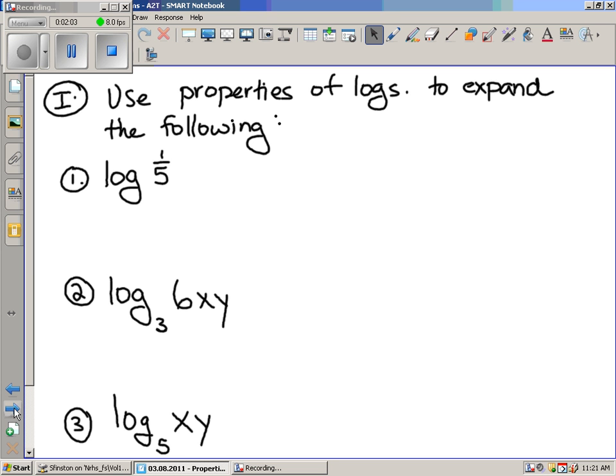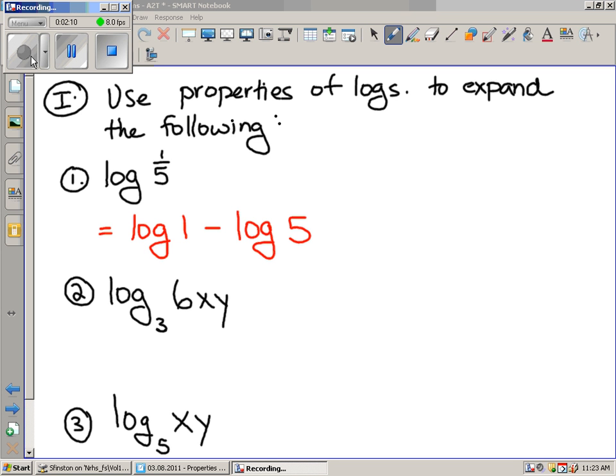Please take this down. We're going to try and work our way through it. Nobody yell out. We're going to do it one at a time. That first one, since it's 1 divided by 5 inside that spot right there, it's going to be log 1 minus log 5. You're not asked to solve. I'm not asking you to find out what the ultimate answer is. I'm just asking you to express it in this form, to expand it.